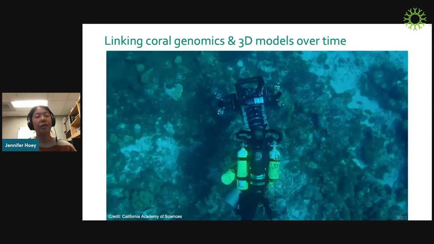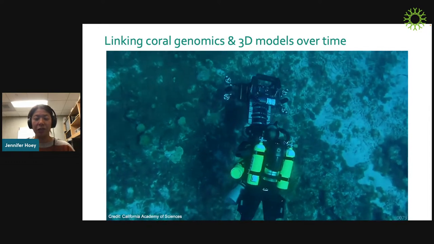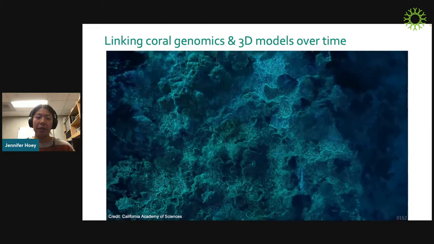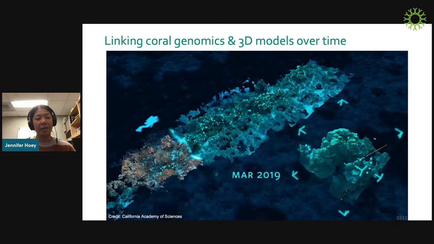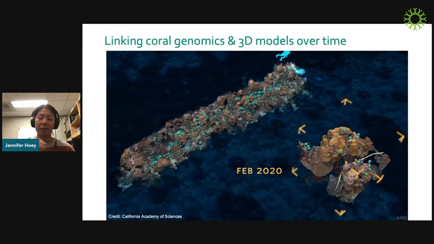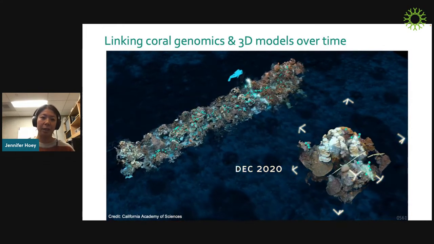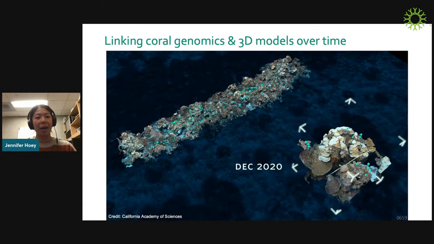And then just another visualization of how combining the 3D models with coral data can go. So in this little video here, it just shows again how we image the reef, how this gets turned into a 3D model, and then how we annotate where particular colonies are, and then how we can basically resurvey and recreate these snapshots of reef at different points in time.